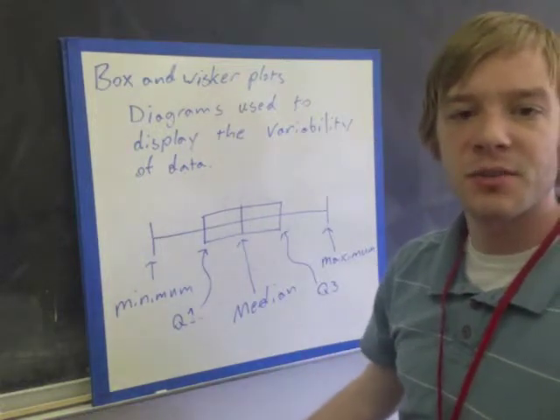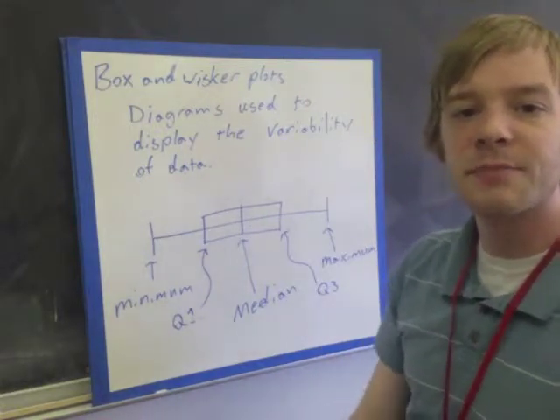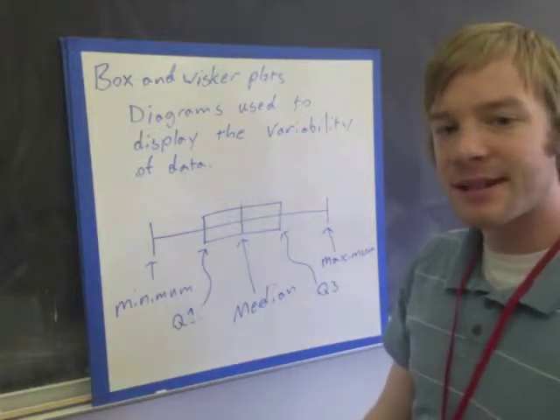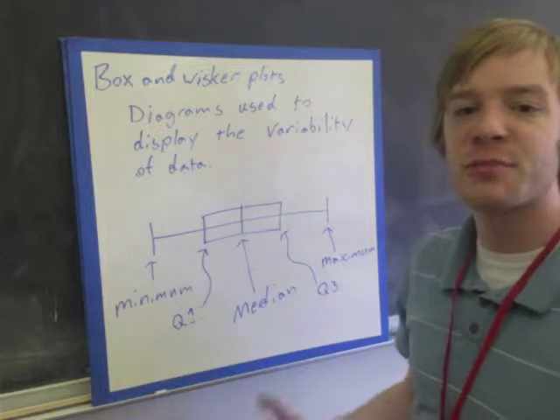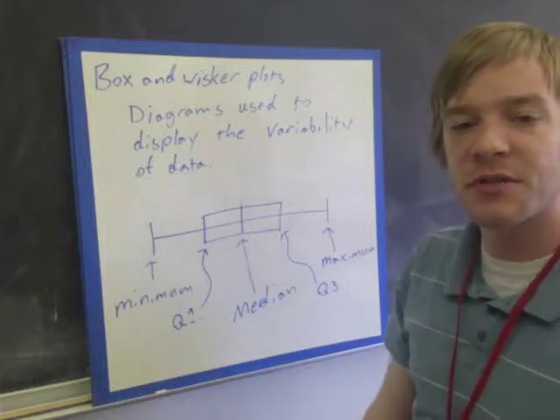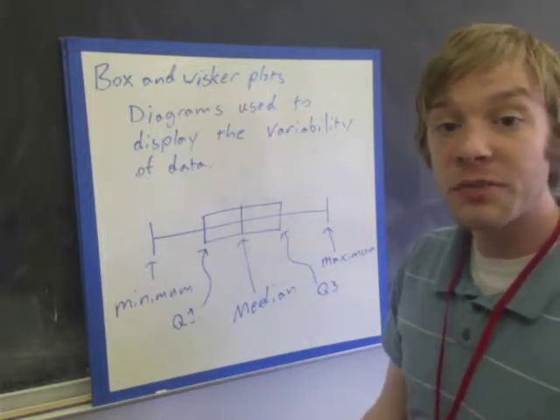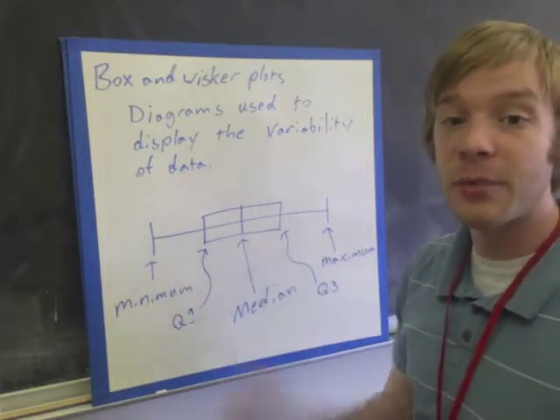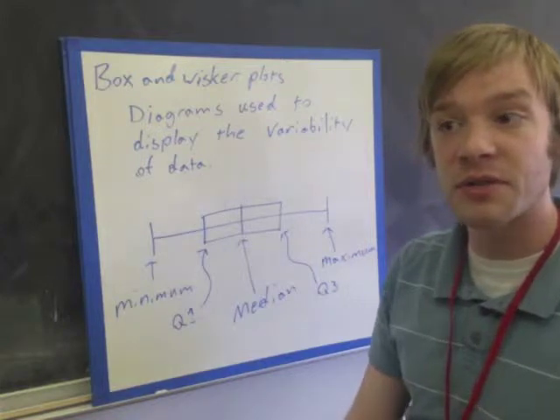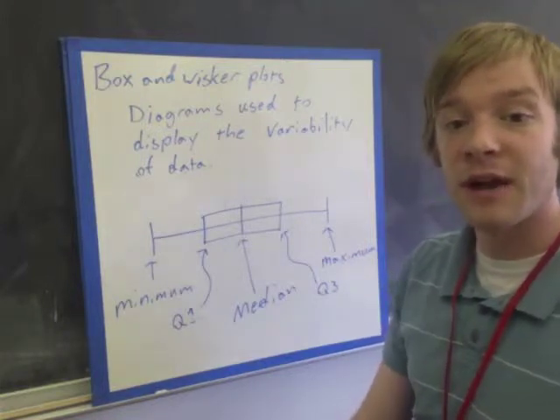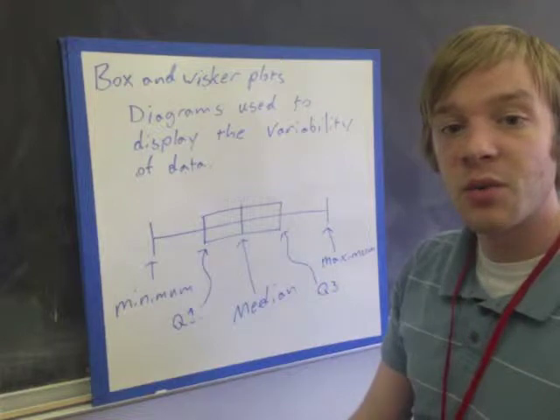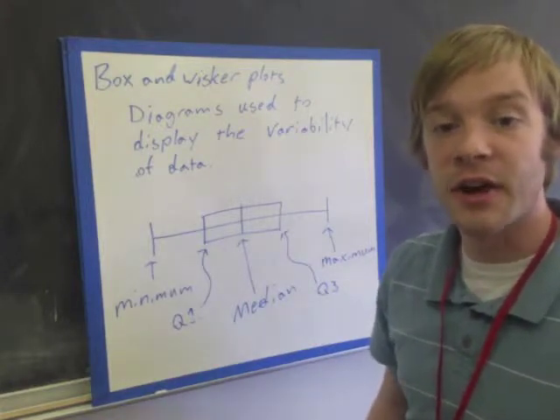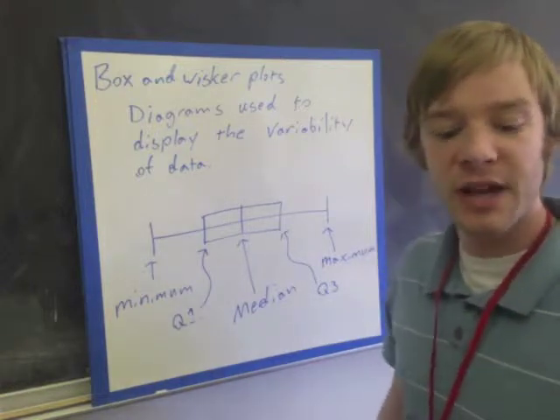First off, what is a box and whisker plot? Well, a box and whisker plot is simply a diagram used to display the variability of data. What that means, in less fancy words, is it shows us how spread out our data is. It shows us how spread out a group of numbers are, which can be really helpful when you're dealing with large volumes of numbers. These types of plots are used very regularly when working with the stock market. Many graphs that you'll see of stocks will make a box and whisker plot for every single day that the stock has been open.